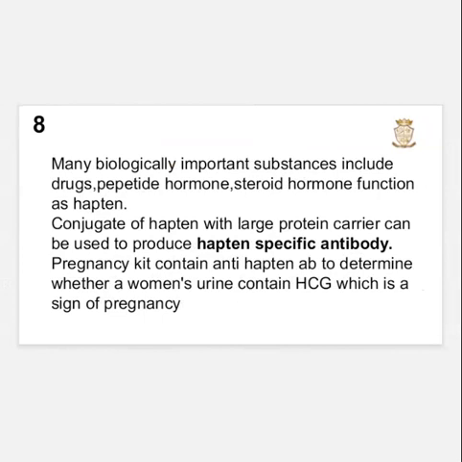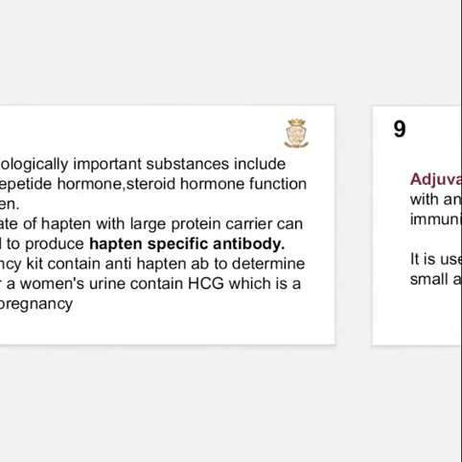Many biologically important substances, including drugs, peptide hormones and steroid hormones, function as haptens. Conjugates of a hapten with a large protein carrier can be used to produce hapten-specific antibody. A pregnancy kit contains anti-hapten antibody to determine whether the woman's urine contains HCG, which is a sign of pregnancy.